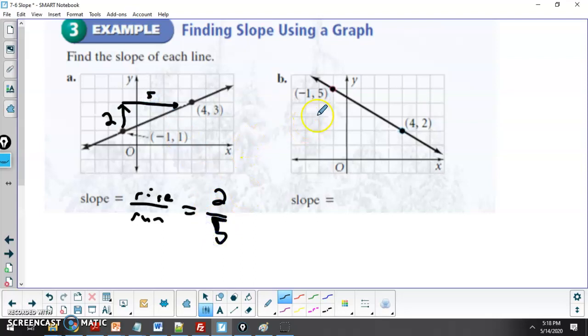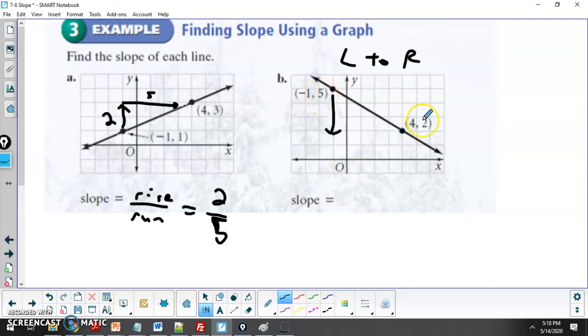All right, let's look at this one. Okay, so remember we're going from left to right. It's always easiest to go from L to R, from left to right. Okay, and this one, you can see this line is slanted downward, so we know that we have a negative slope. Okay, so we're going to start by going down from left to right.